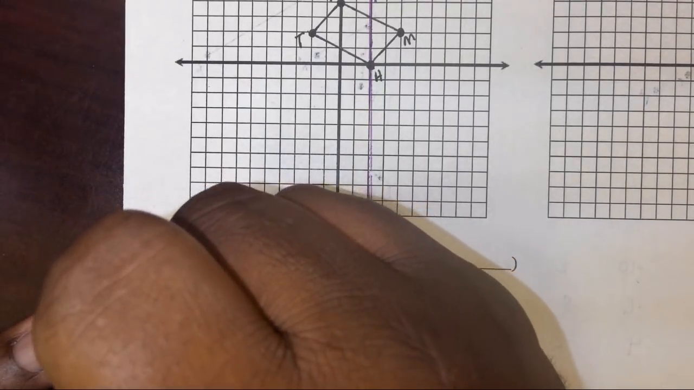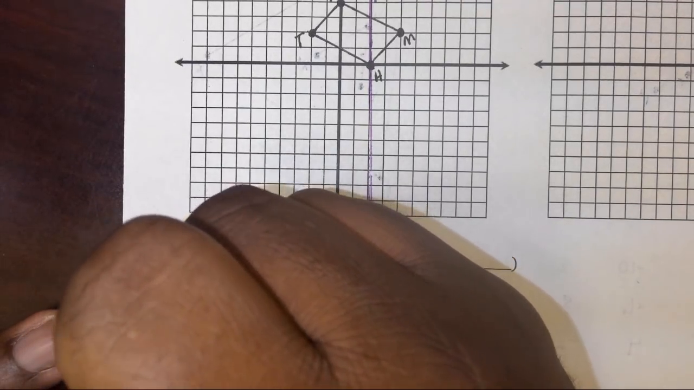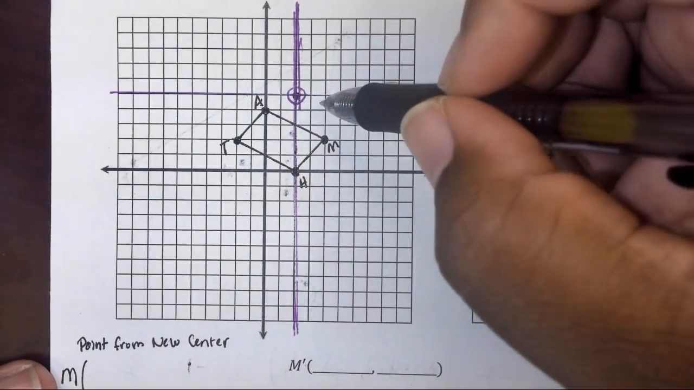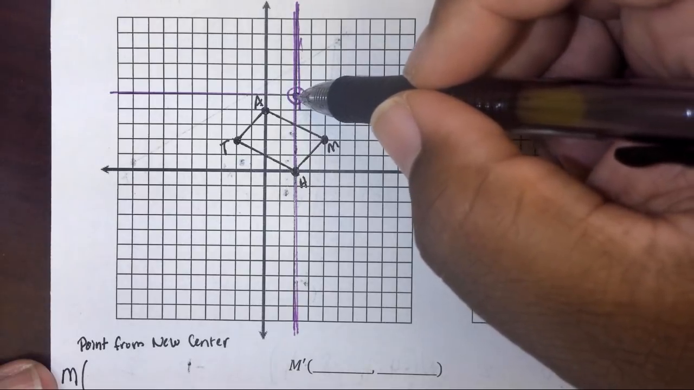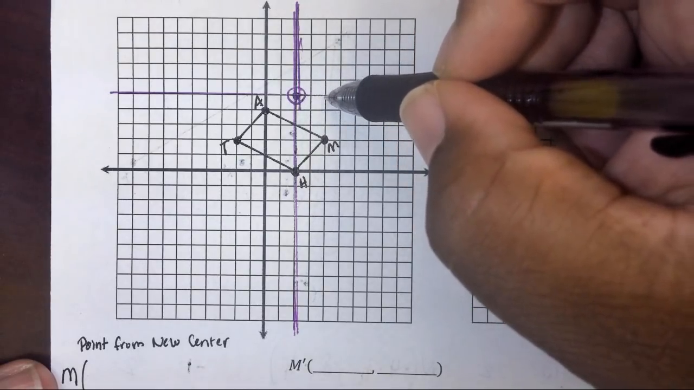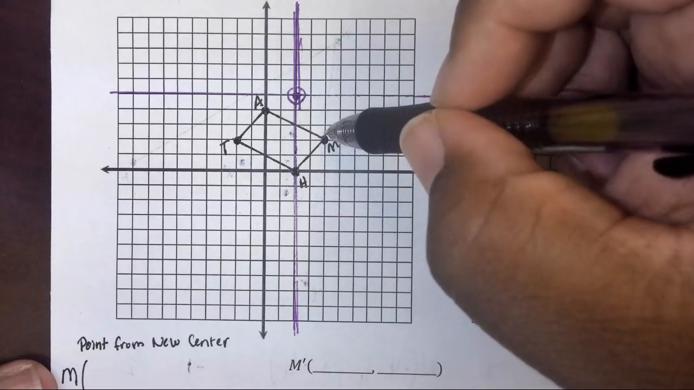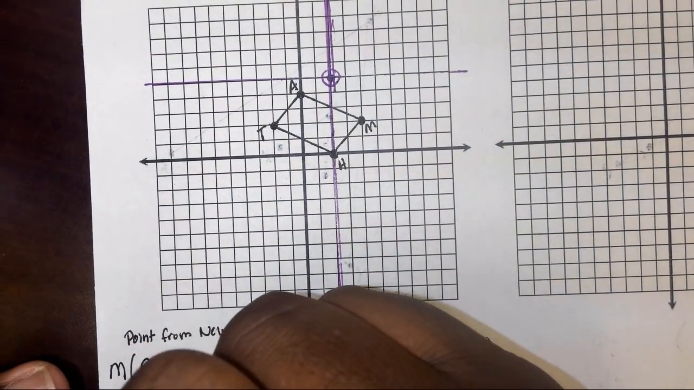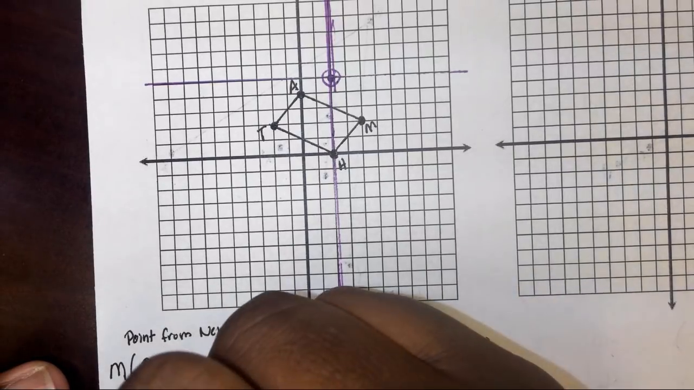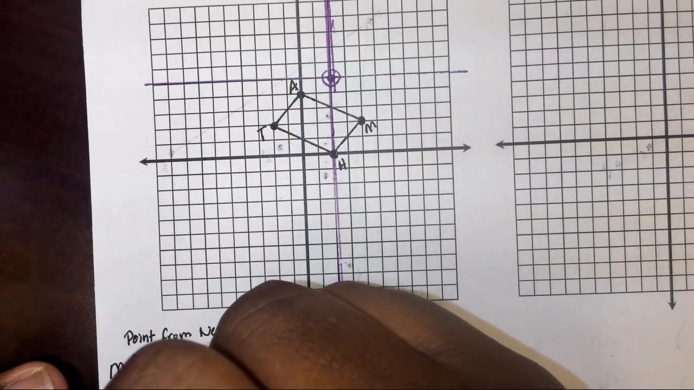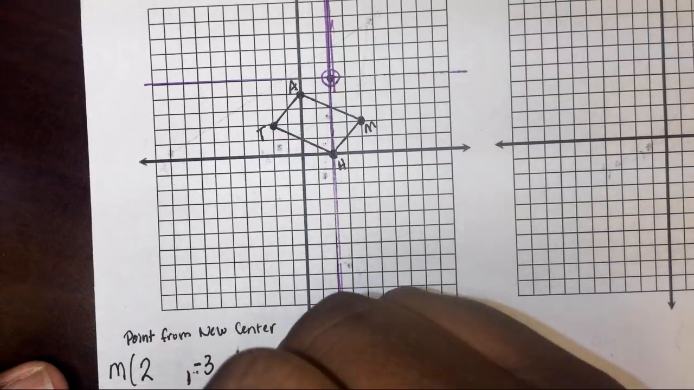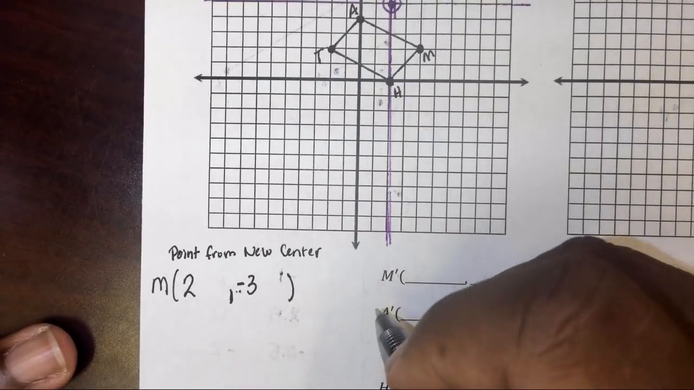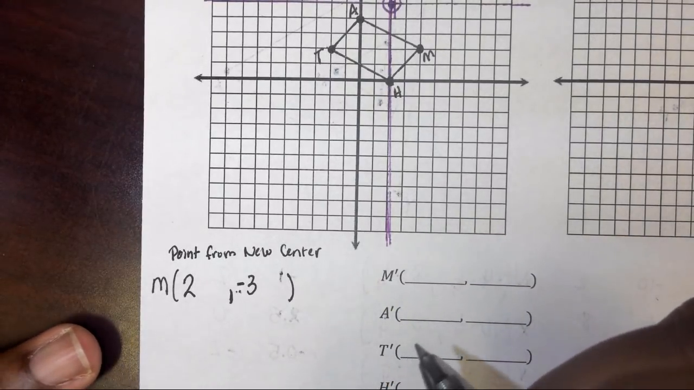So M, from my new center, M would be over 2, so that's positive 2, down 3. So 2, negative 3. That's the coordinate I'm going to write. 2, leave a space, not too big of one, though, because we need to write out to the side of this. 2, negative 3, and then close the parentheses. Leave some space out to the side here, though. All right, and then I'm going to go get my next one.